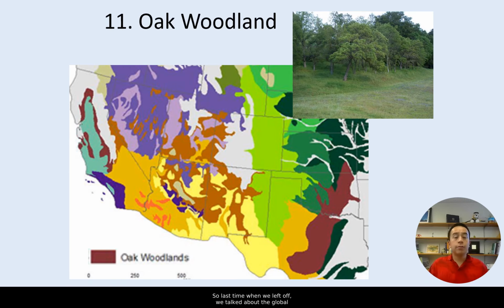So last time when we left off, we talked about the global or the US range types that were grasslands, as well as many of the desert types, as well as some shrublands as well. This time we are going to be moving into different types of forest and woodlands, which again are the last 4 on your rangeland note sheet. And you should be thinking as we go through this about the precipitation, soil, livestock production, wildlife quality, types of vegetation communities, and special considerations for management.